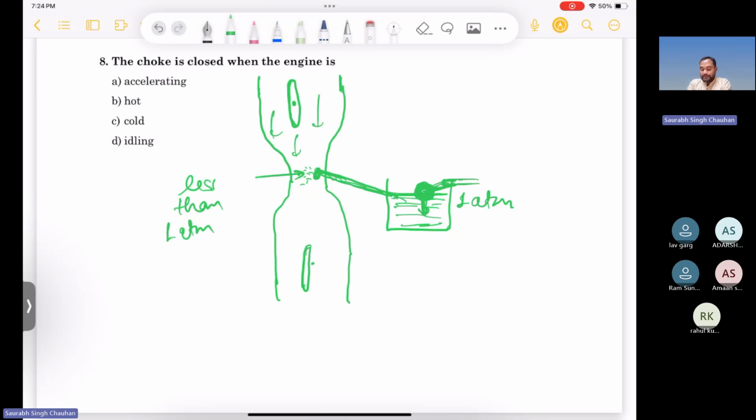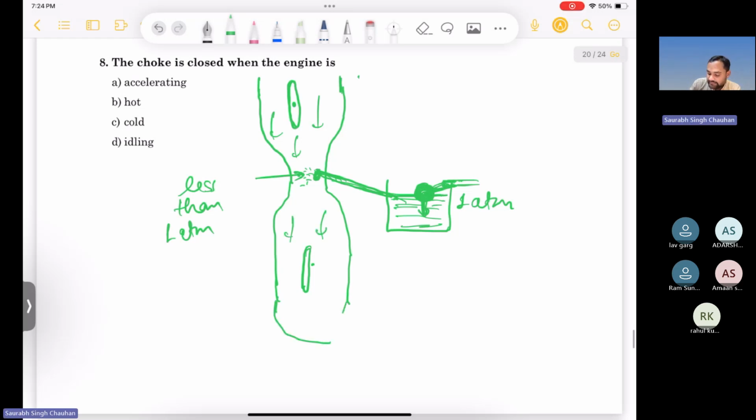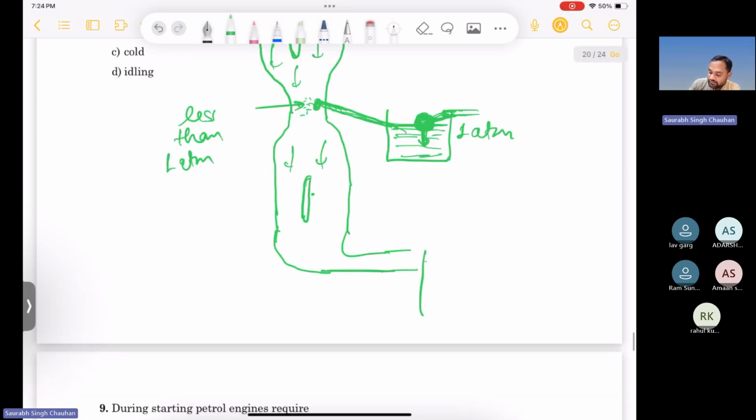And one more thing is there. Why is this air coming in? Because this is connected to your cylinder. So this is your cylinder and piston. When the piston goes down, a vacuum type of thing is created, so it sucks the air in, right? Correct? Hello?